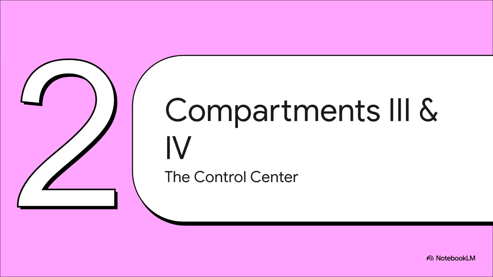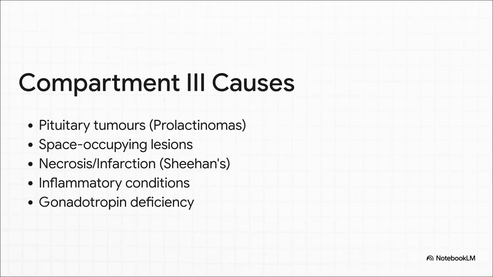This brings us to the really fascinating realm of neuroendocrinology, traveling right up into the brain to investigate the pituitary and the hypothalamus. Compartment 3 is the pituitary gland, sitting right there at the base of the brain. When it fails, that vital hormonal communication loop is completely severed. This accounts for roughly 20% of secondary amenorrhea cases.